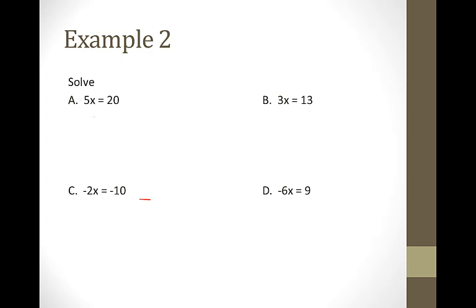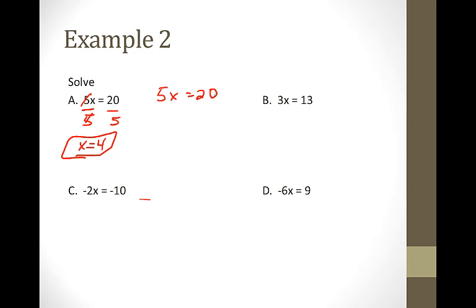So I can divide by 5. The 5's cancel out, and I'll get x equals 4, and we can just, how about mentally check this out? 5 times 4 is 20. That checks out.